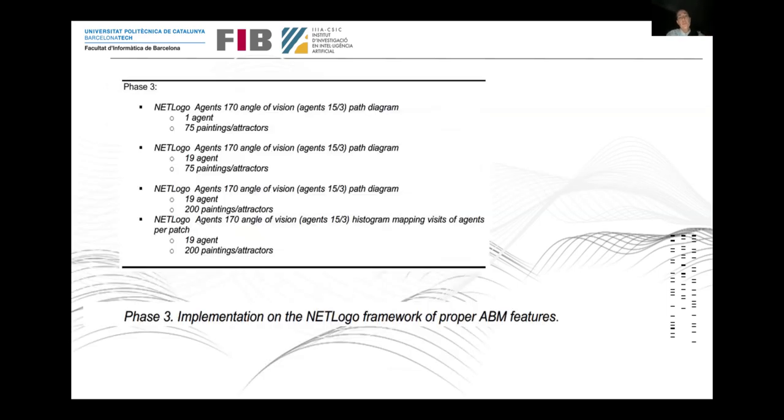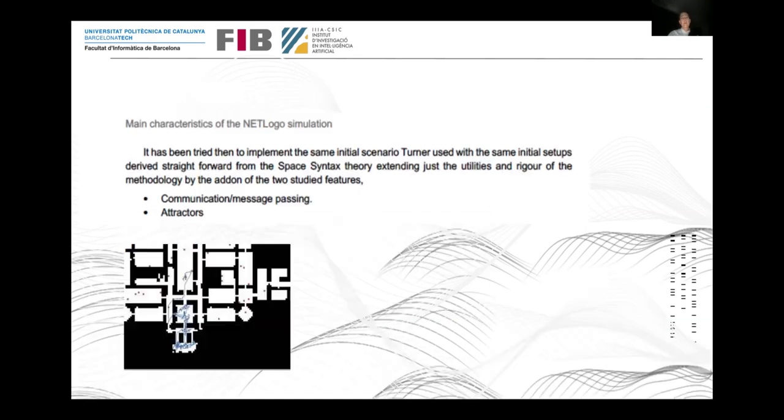That was the phase in which we implemented, once these results validated our approach, the new agent-based features that were the message passing, meaning communication, and the attractors in the form of paintings. Here on the screen, we can see the type of runs that were developed. Again, at the very beginning, just one agent trying to understand the behavior. Afterwards, 19 agents, as in the original human tracking. At the very beginning, 75 attractors, in the end, 200.